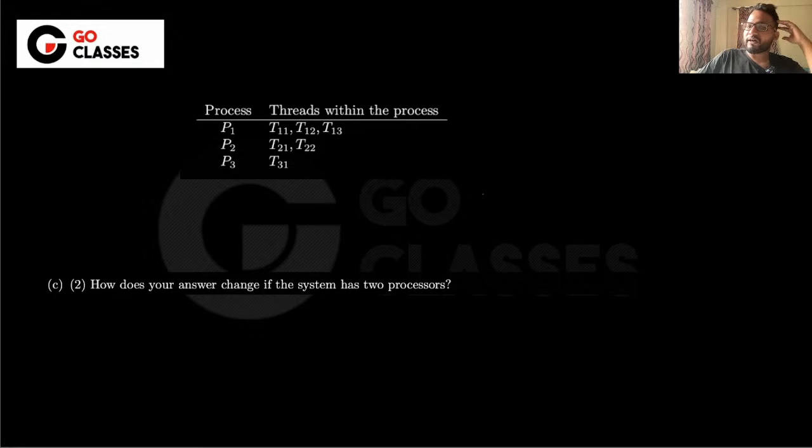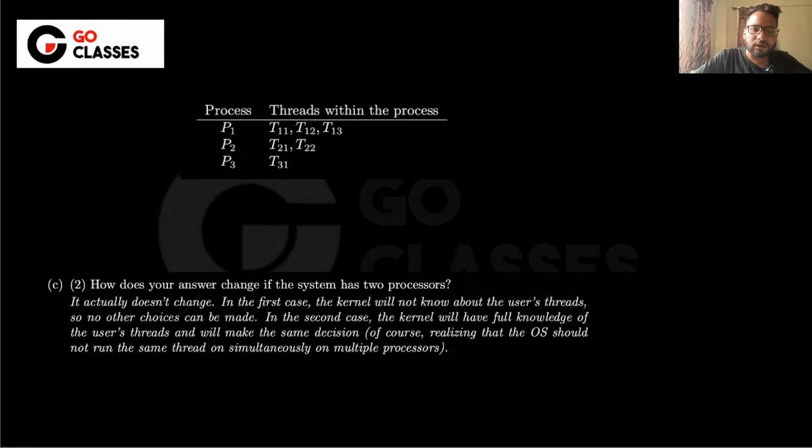For the user level thread, if T11 is running, I don't think the answer will change in any way, because the kernel is not aware of these threads. So the kernel will anyway run either this process or this process. And for kernel level threads, since the kernel is aware of all of this, the kernel will not run this one because the quantum has just expired. So the kernel will run either this. The answer will not change, whether it is one process or two processes.